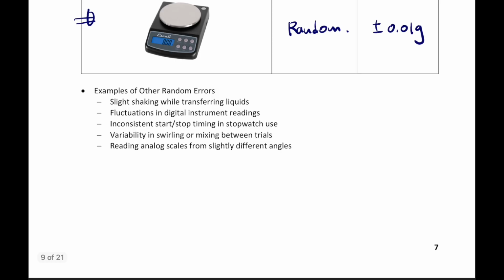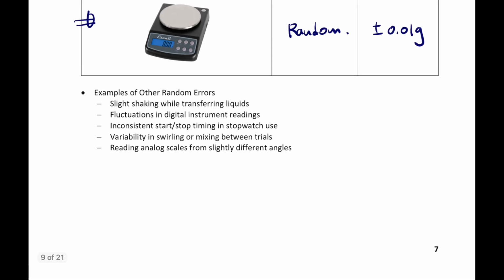Then let's talk about the examples of the other random errors. Slightly shaking while transferring liquid can be a random error. Fluctuations in digital instrument readings can also be random errors.